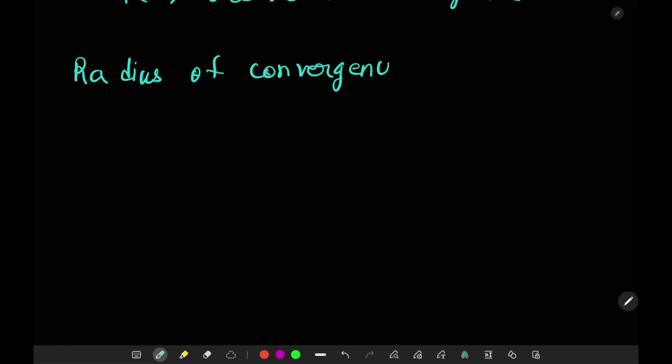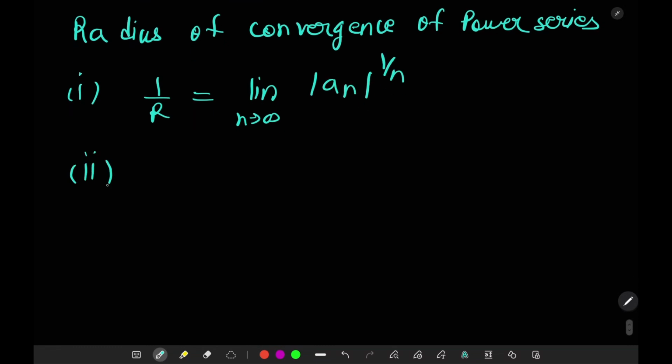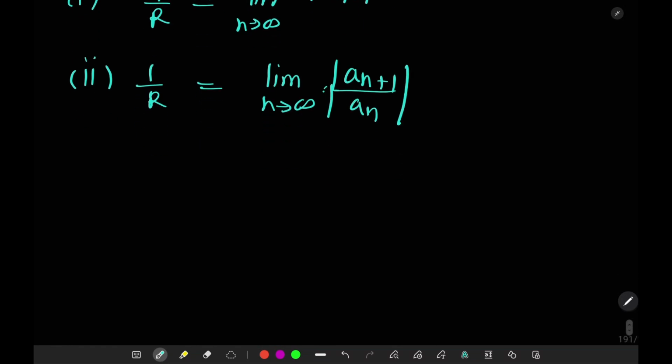Now, for finding the radius of convergence of a power series, the formula used is: first, 1/R = limit n tends to infinity |a_n|^(1/n). Second, 1/R = limit n tends to infinity |a_(n+1)/a_n|. Let's do some questions on this topic.